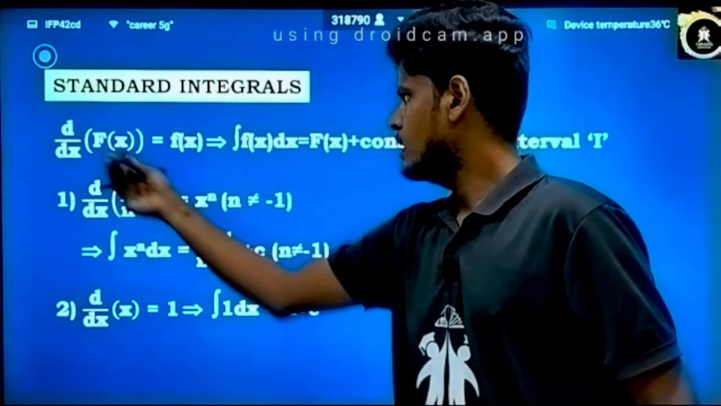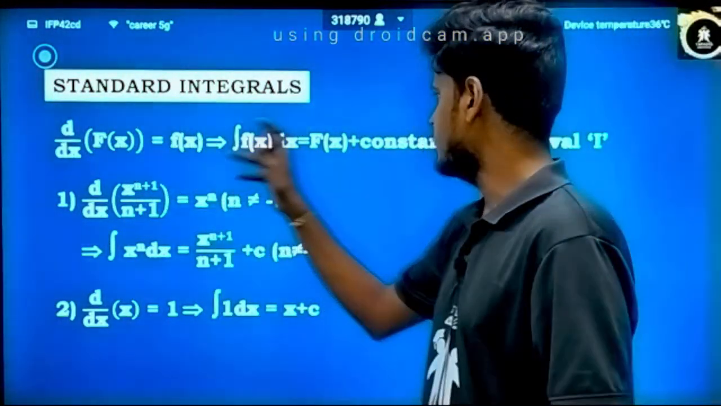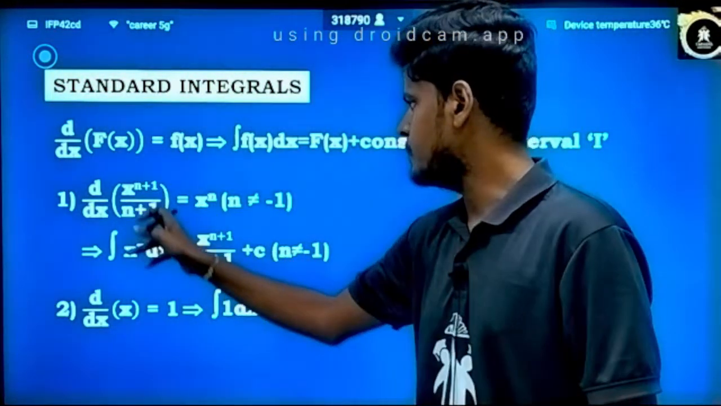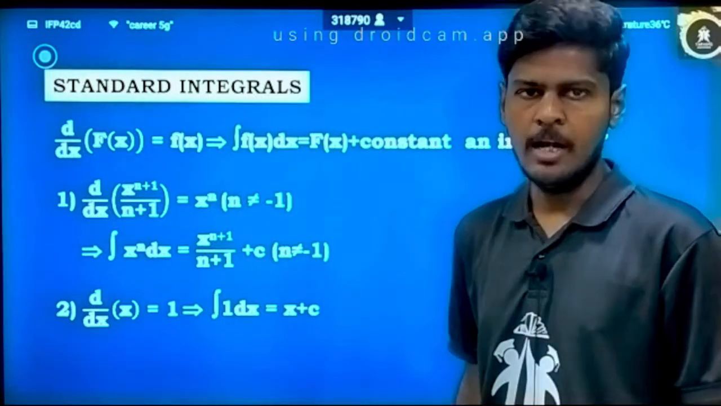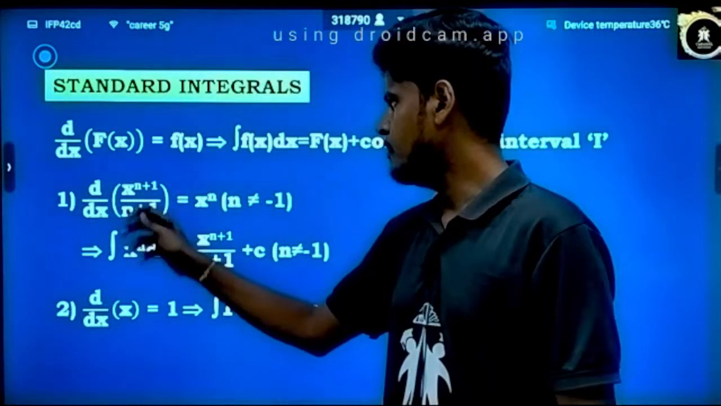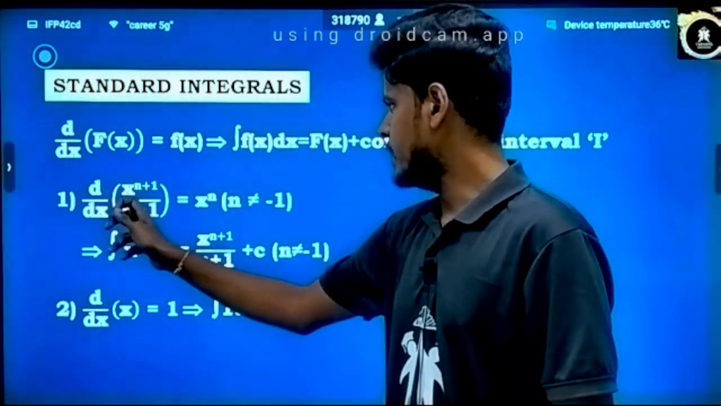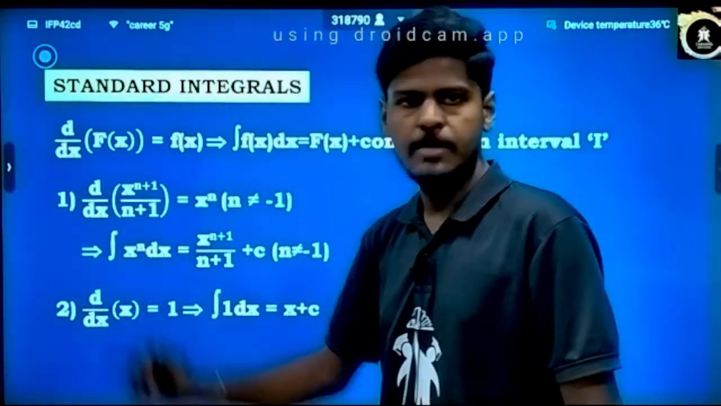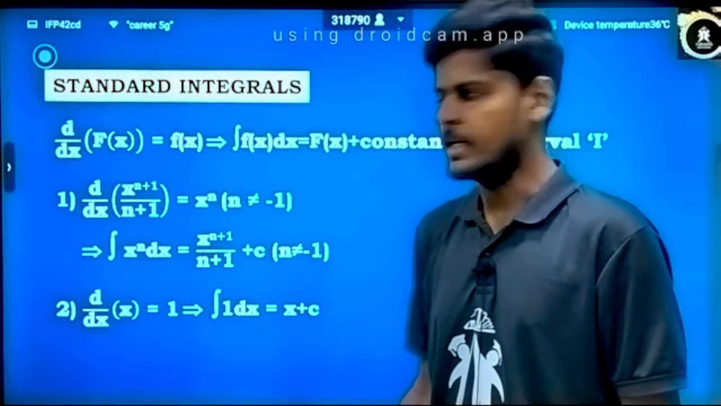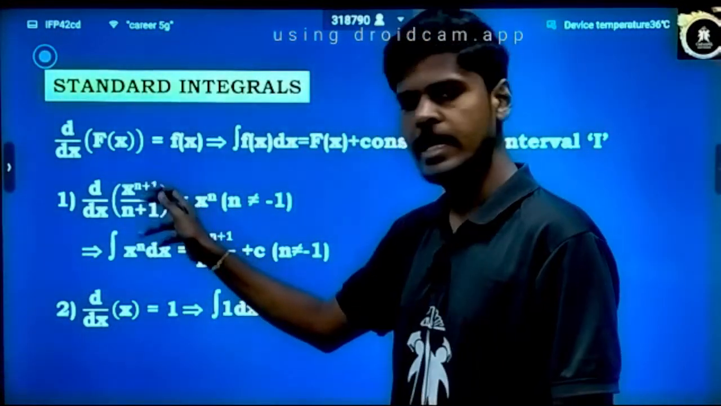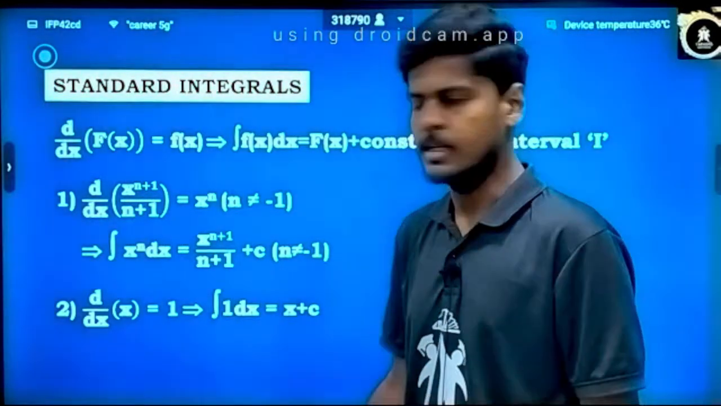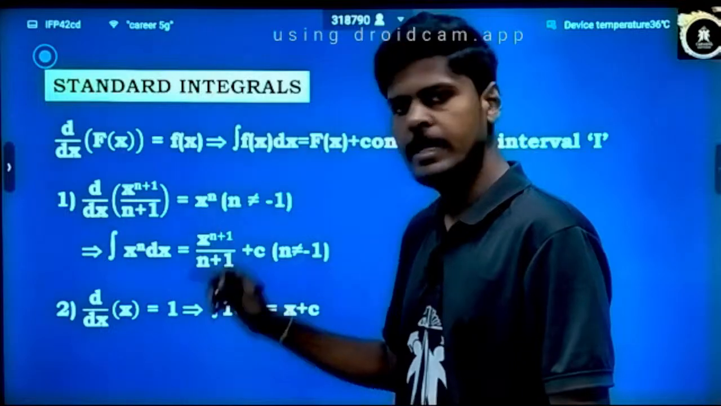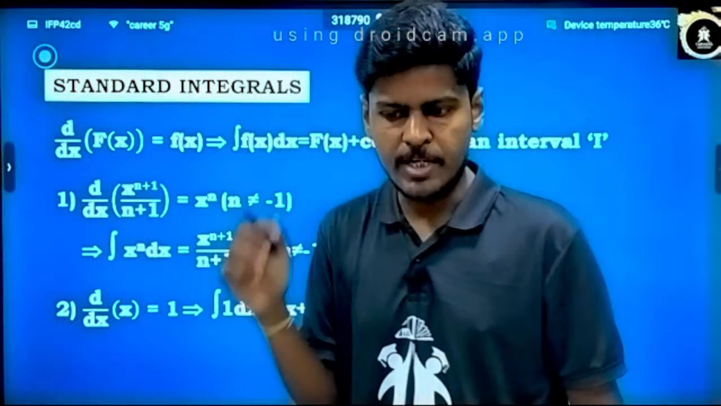First is d by dx of f of x, we already know this. The first function is the differentiation of x power n plus 1 by n plus 1, equal to x power n. If you differentiate this function, what will we get? n plus 1 into x power n plus 1 minus 1, that will be x power n. So here n plus 1 by n plus 1 will get cancelled, and we get x power n. So the differentiation of x power n plus 1 by n plus 1 is equal to x power n. That means the integration of x power n will be x power n plus 1 by n plus 1 plus c. This is a very important formula, students.